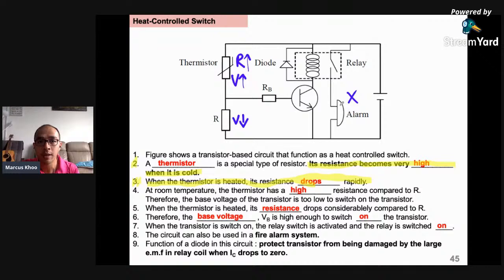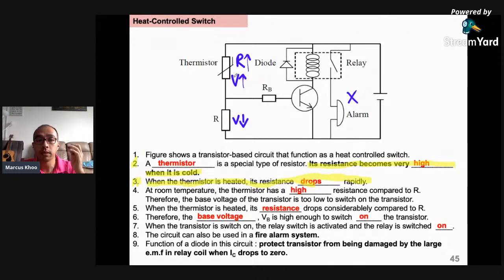that's what we want. Okay, so which is why we put the thermistor up here. If we put the thermistor over here, then your alarm will forever be ringing, and when there is a fire the alarm will turn off, which is kind of stupid, right? So that's why. So this circuit we use in a fire alarm system. Okay, the function of the diode in this circuit is to protect the transistor from being damaged. You just need to know this lah.